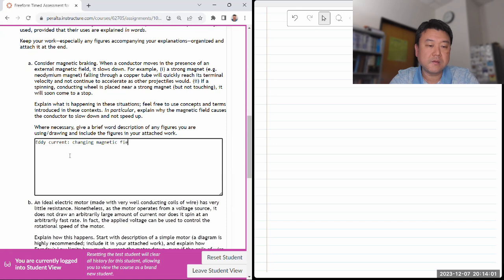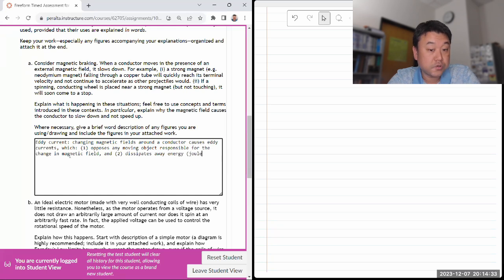Changing magnetic fields around the conductor cause eddy currents, which do a few things. They oppose any moving object responsible for the change in magnetic field, and dissipate energy as Joule heating, with this energy coming from the mechanical energy. So that's the key thing, and I'll further explain in the second paragraph.